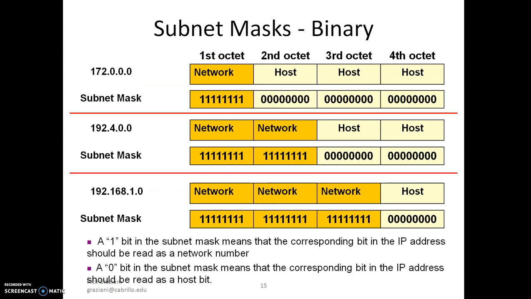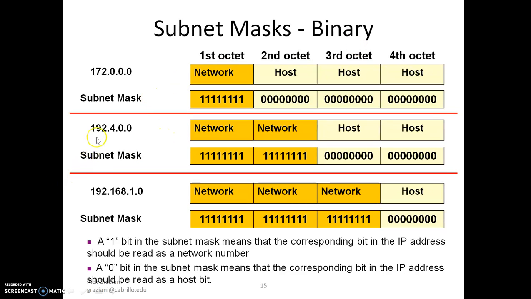Okay, let's try to use the subnet mask. For example, the first line, 172.0.0.0, the subnet mask is 255.0.0.0. When you convert it to binary, it is 11111111.00000000.00000000.00000000. So the network part is the 1-bit parts, and the 0 parts are the host parts.